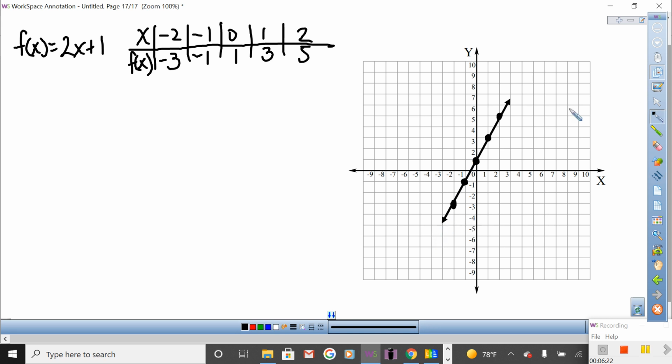There it is. And those of you that graphed that, I want you to label it on your graph. This is our original f of x.